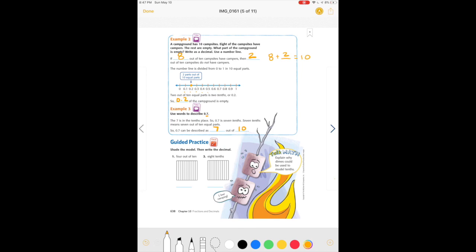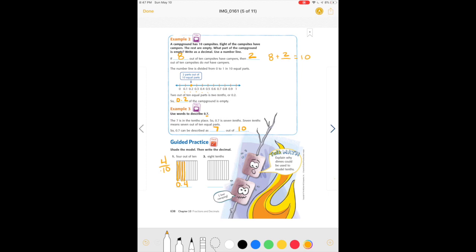Guided practice, shade the model, then write the decimal. 4 out of 10. So we have our base 10 block, and it's divided into 10 pieces. If I were to write this as a fraction, I would have 4 out of 10. I know my denominator tells me how many pieces there are total, which they already have for us. And the numerator tells us how many pieces I color in, so I need to color in 4. Now, if I wrote this as a decimal, I don't have any wholes. I need my decimal point, and then I have 4/10 colored in.